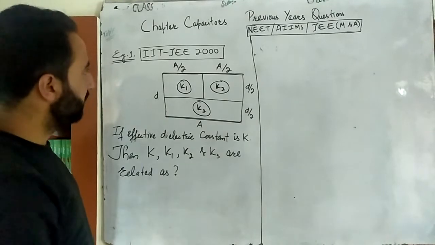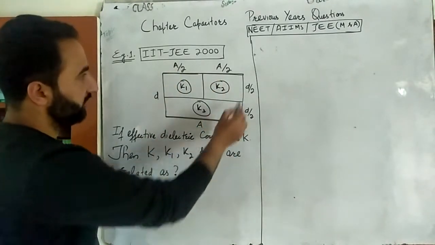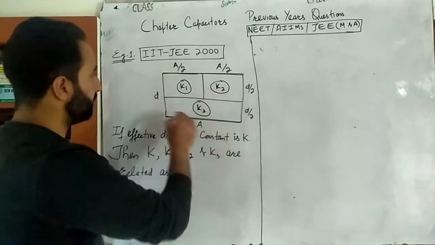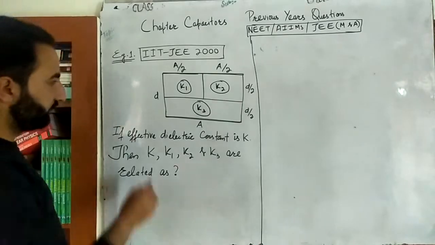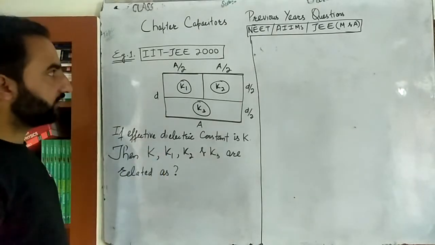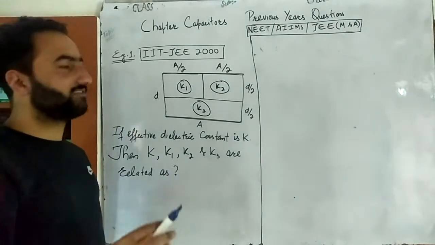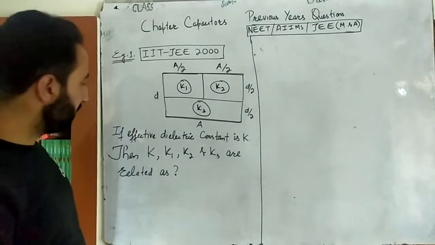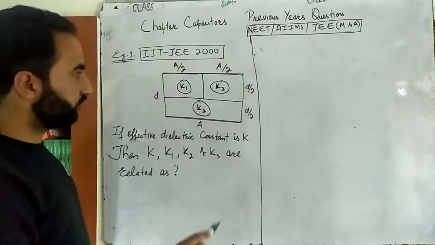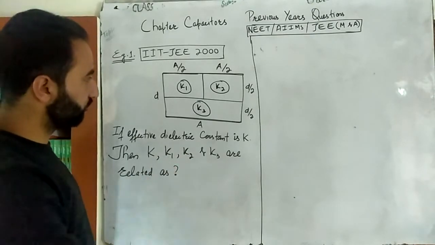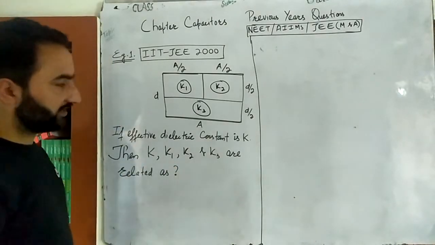It's mentioned that the area of this one is A by 2, this area is A, and from here to here is d by 2, so obviously this is d. Now it's given that the effective dielectric constant is K, which implies that if all these three slabs are replaced by a single slab whose dielectric constant is K, then K, K1, K2 and K3 are related as, and four different options are given to you. We'll try to solve it. You have to find the relation between all these different dielectric constants.